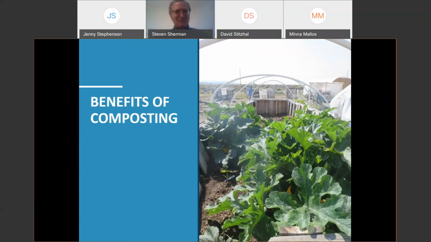All right, benefits of composting. Now that we've covered what composting is, let's look at some of the benefits. Next slide, please.